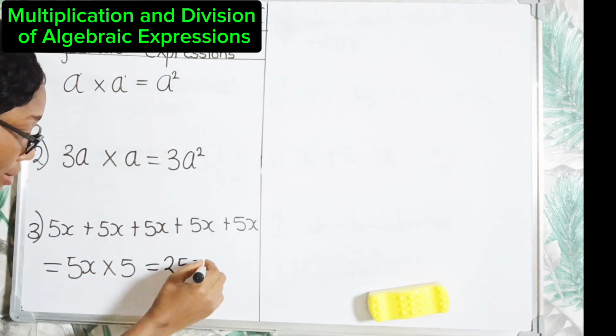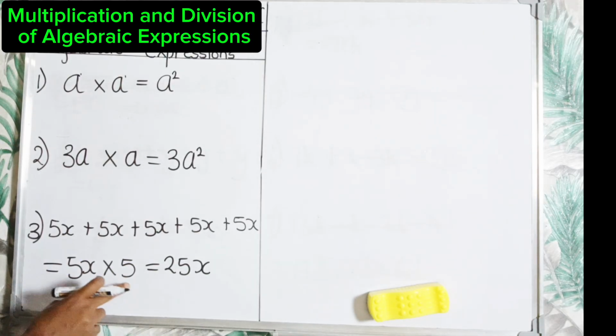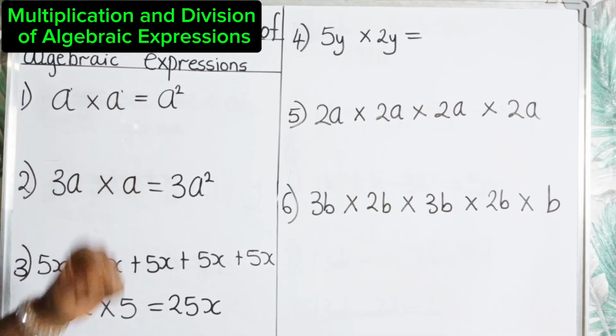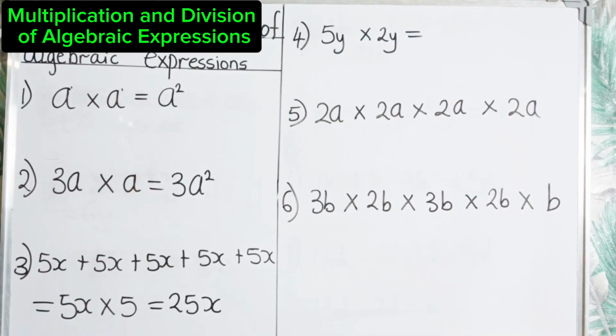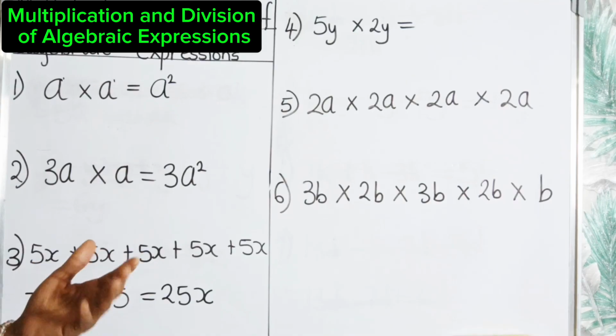And I bring in my x. So 5x times 5 is equal to 25x. So for number 4, we have 5y times 2y.